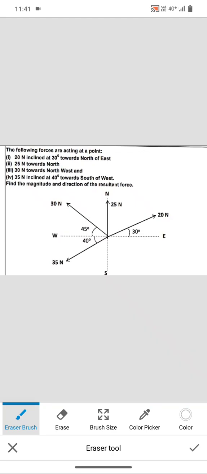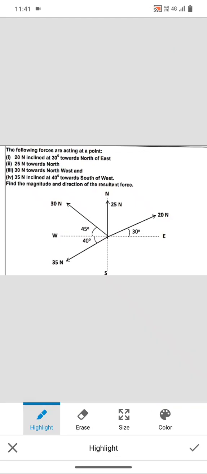20 Newton towards north of east. This is north and east. That means the angle is given as 30 degrees from east. North of east means 30 degrees from the horizontal axis.